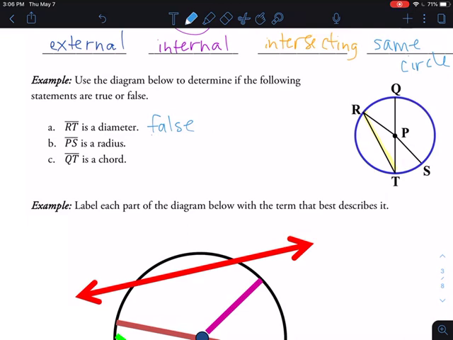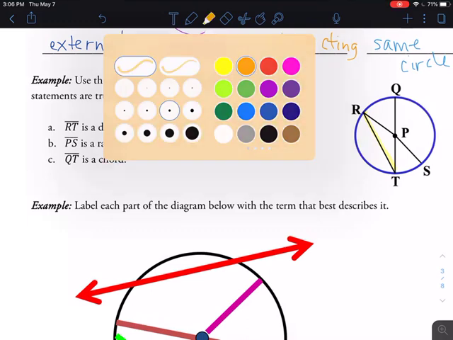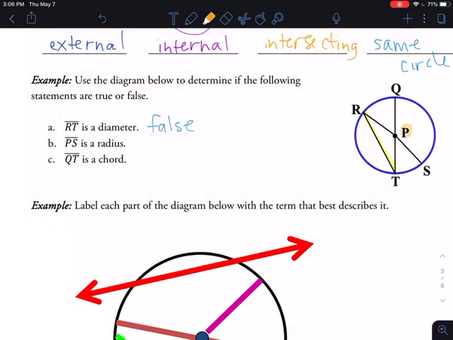Okay, next example. PS is a radius. So again, remember that notation means the line PS. So we're going to look for the line PS. I'm going to use a different color. Okay, so we can see that P is here and S is here. And so we're looking for the line between those two, which is right here. And the question asks us if it is a radius or not. And so we can see that that's a straight line that goes from the center of the circle to the edge of the circle. And that is the definition of a radius, so that is true.